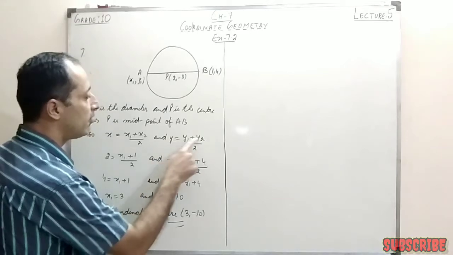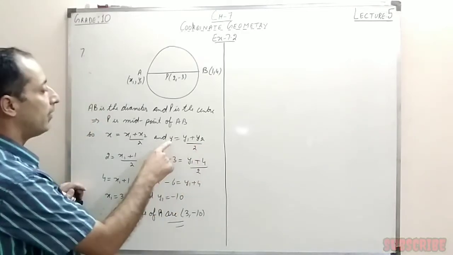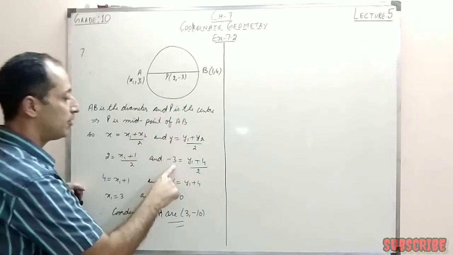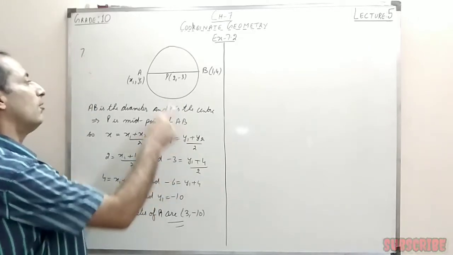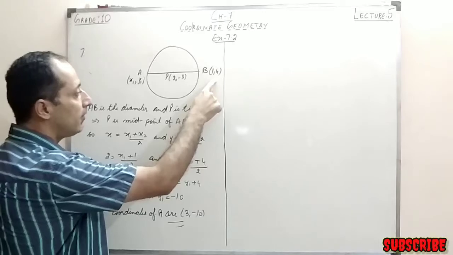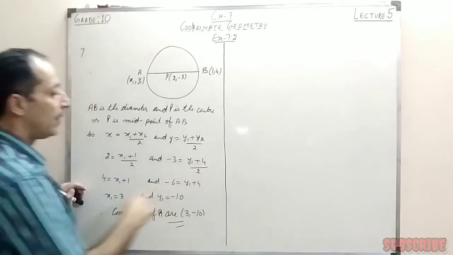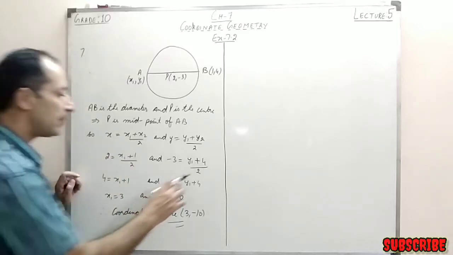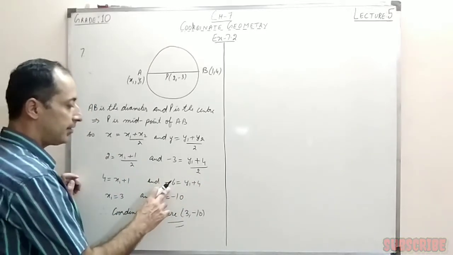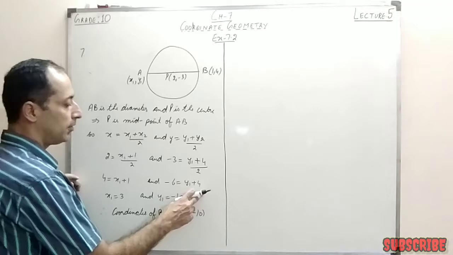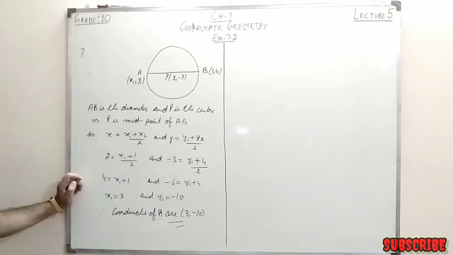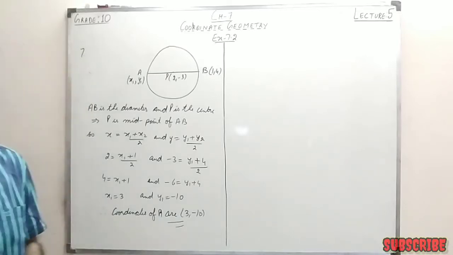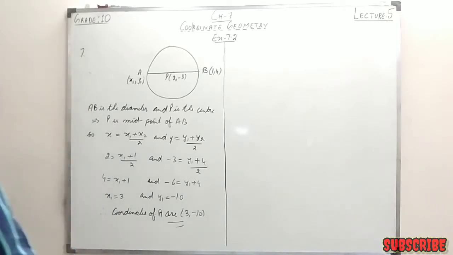Similarly, y is (y1 plus y2) upon 2. y is basically the y coordinate of the midpoint and that is -3. I substitute the value -3. y1 is one end, y2 the other end is given to us as 4. So -3 is equal to (y1 plus 4) by 2. Cross multiply, this is -6 equals y1 plus 4 and we get y1 as -10, and the coordinates of A are (3, -10). Right? Now let's see the next question.